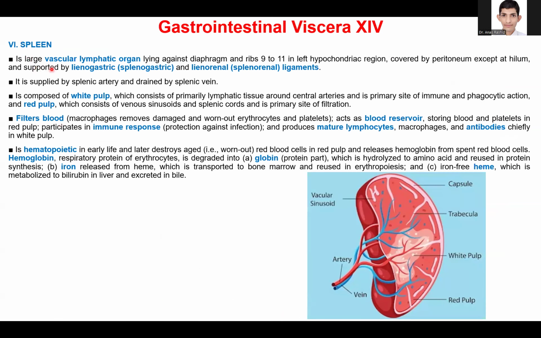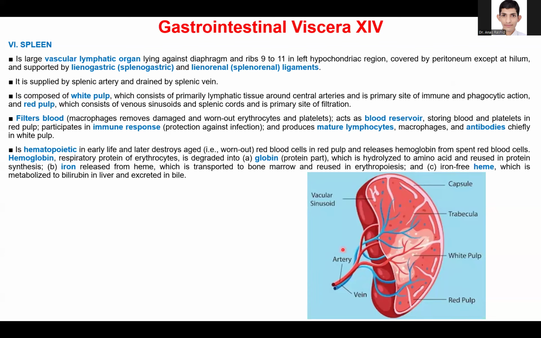Then the spleen. The spleen is a large vascular lymphatic organ lying against the diaphragm at ribs 9 to 11 in the left hypochondriac region, covered by peritoneum except at the hilum and supported by the gastrosplenic and splenorenal ligaments. It is supplied by the splenic artery and drained by the splenic vein.